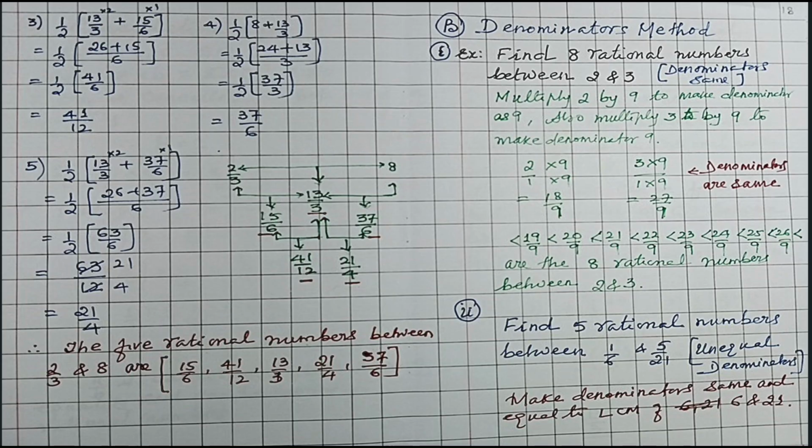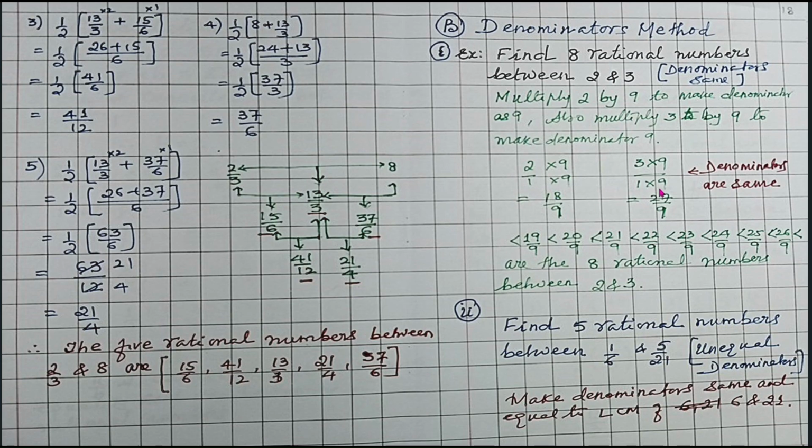The second method is called the denominator method. For understanding this, let us consider an example. Let us say we want to find 8 rational numbers between 2 and 3. Here 2 and 3 are two rational numbers. 2 is 2 by 1, one rational number, and 3 by 1 is another. If you observe, the denominators of 2 and 3 are both 1, that means the denominators are the same. For finding 8 rational numbers, we multiply 2 by 9 and 3 by 9. So we get 2 into 9 over 1 into 9, that is 18 by 9, and 3 into 9 over 1 into 9, that is 27 by 9.